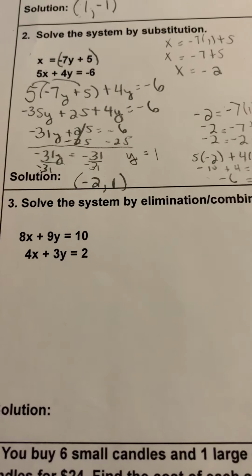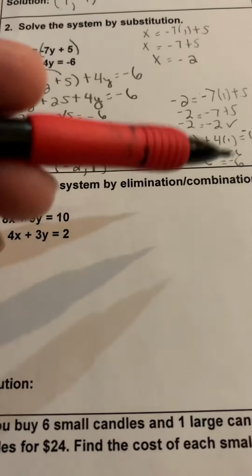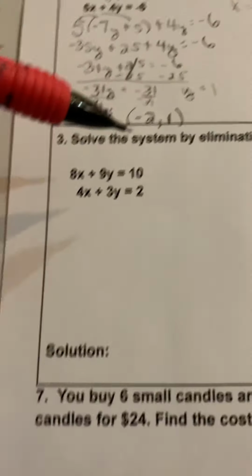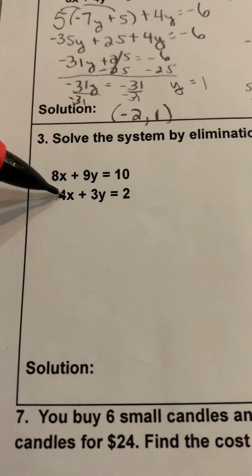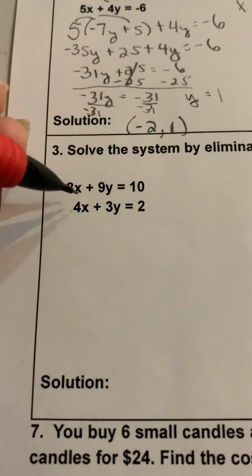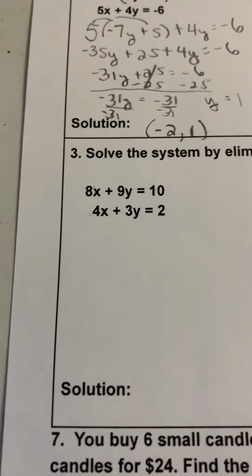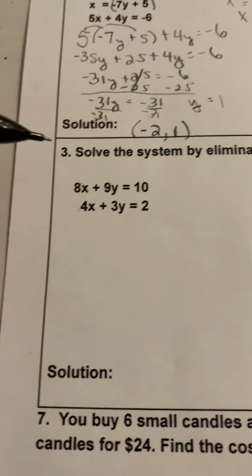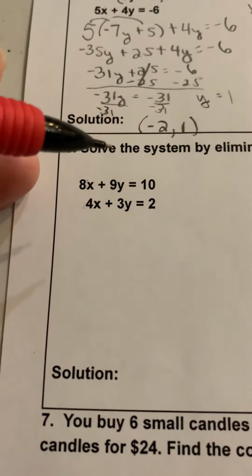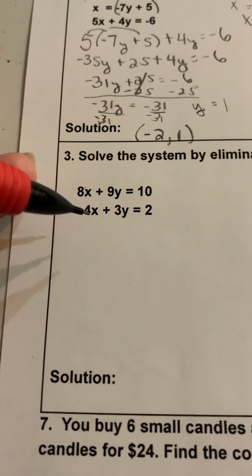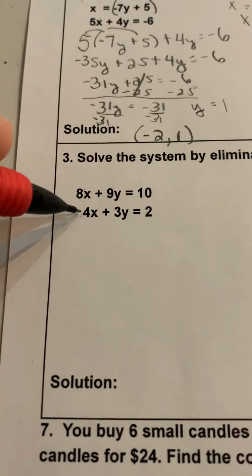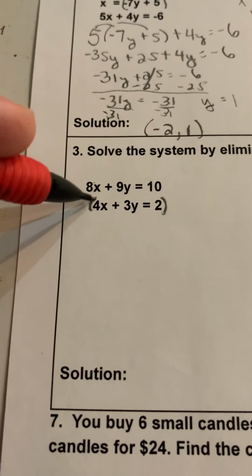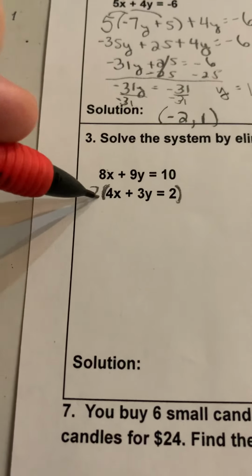For the next one, I have to use elimination / combination. Why? Because neither variable is isolated. So I also see that I don't have opposite coefficients. So what I'm going to have to do is multiply one of these equations or both equations by a number so that I can get opposite coefficients. So what I'm going to do is multiply this whole bottom equation by negative 2.